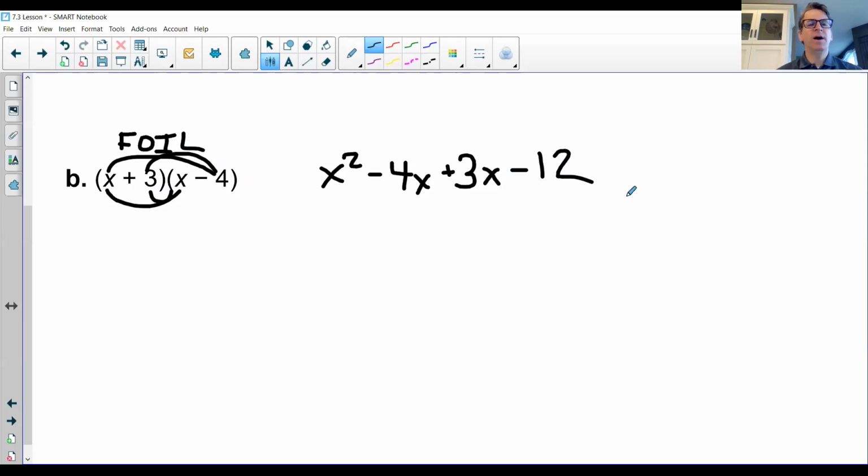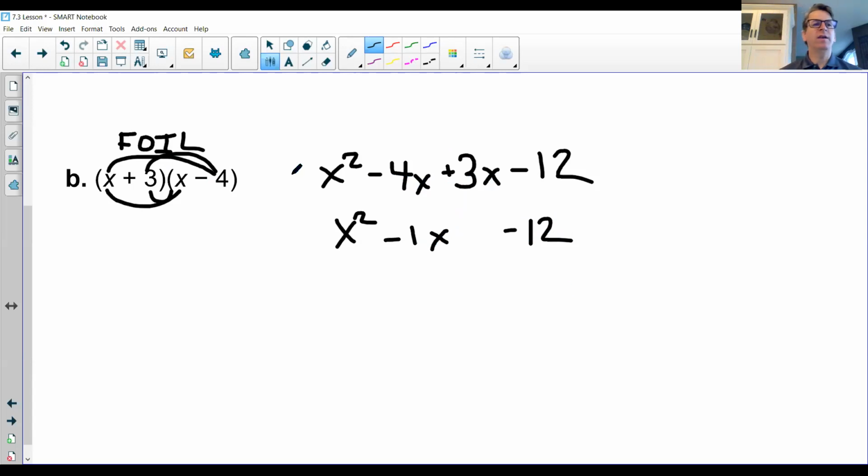Okay, so we have the two binomials. We're using FOIL, and now we finish the problem by combining these like terms. You can see in the first two examples, we have the first term and the last term, and the middle two terms, outer and inner, become this like term situation. So -4x plus 3x is -1x. Your answer for B would be x squared minus 1x minus 12.